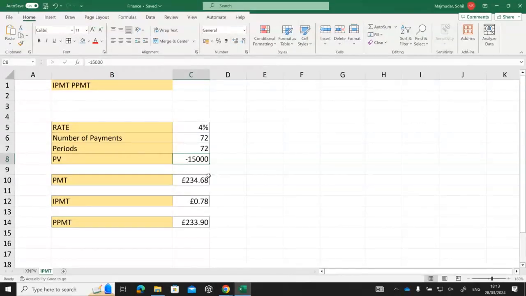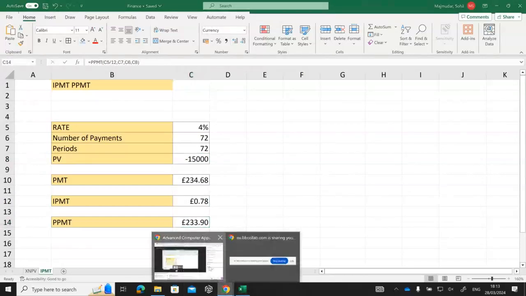Right? Cool formulas if you want to find out IPMT and PPMT. Make sense? Right. So these two for finances. Let me stop recording for this one.